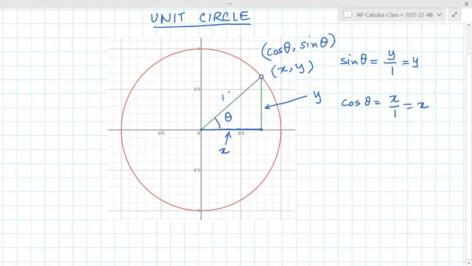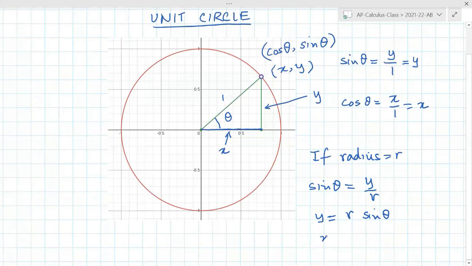But let's say the radius was not 1 and it is r. Then how will this change? Sine theta would be y over r. So y would be r times sine theta, and x would be r cos theta, right? So that's the only difference that happens. If the circle doesn't have radius 1, it has some other radius r, then the coordinates of a point on that circle become r cosine theta and r sine theta. This is assuming the center is at 0, right?